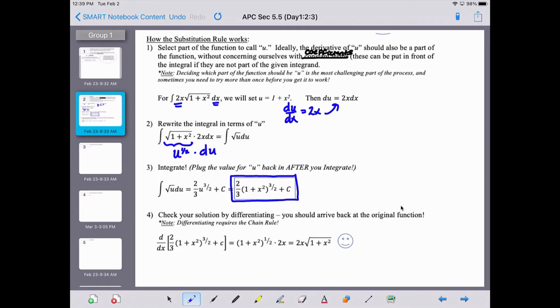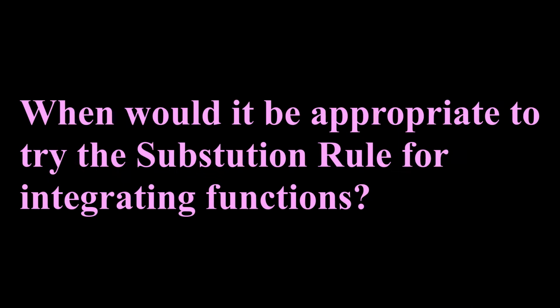You bring down the 3/2. 3/2 times 2/3 makes 1. You still have the 1 plus x squared, but now 3/2 becomes 1/2, and then you have to multiply by the derivative of 1 plus x squared, which is 2x. So we end up with the function that we started with, which was 2x times the square root of 1 plus x squared. So that is, in a nutshell, how the substitution rule works.